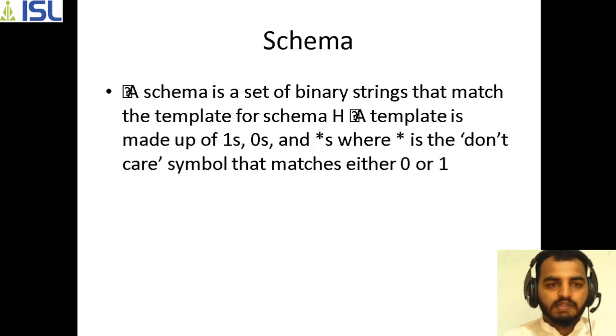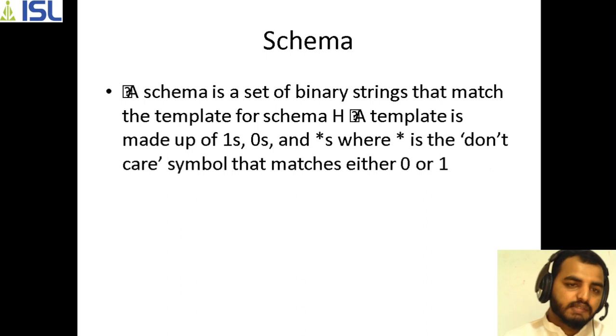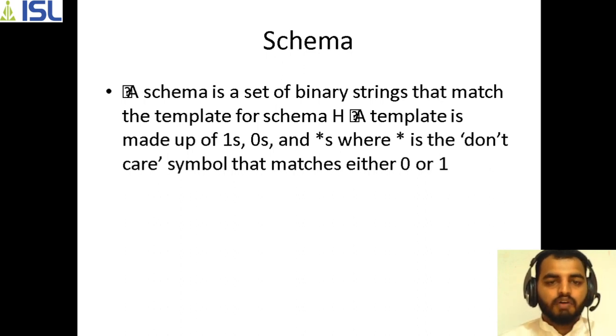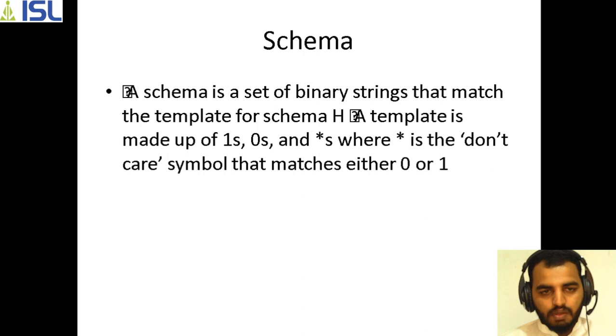The next one is the schema. Now what do you mean by this schema? A schema is a set of binary strings that matches a template. A template is made up of ones, zeros and stars, where star is the don't care symbol that matches either 0 or 1. Okay, this is what we mean by a schema.